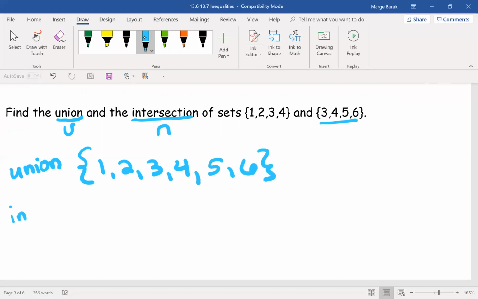The intersection is going to be the only thing that they have in common, which is the 3 and the 4. So the intersection is the 3 and the 4.